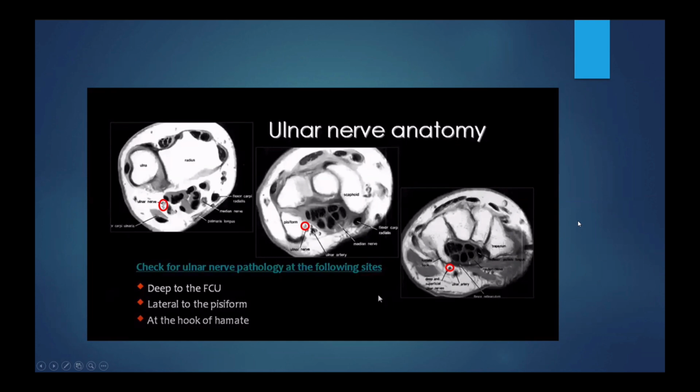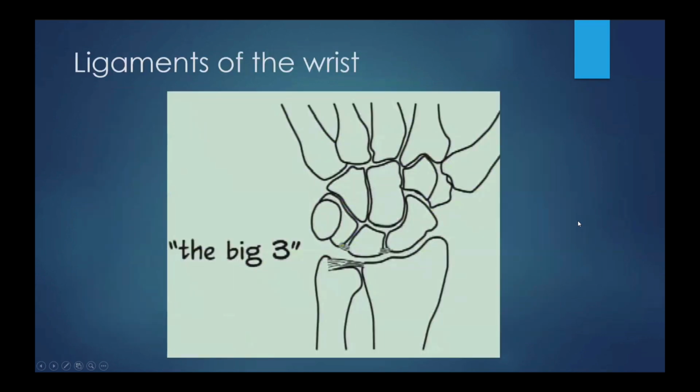What about the ligaments of the wrist? We know that the wrist joint is the most complex structure. It has lots of ligaments which are intrinsic and extrinsic, and I don't have time to cover all of them in this lecture. So I will focus on the big three ligaments. Two of them are interosseous, which are the scapholunate and lunotriquetral ligaments, and I will focus on the triangular fibrocartilage complex.